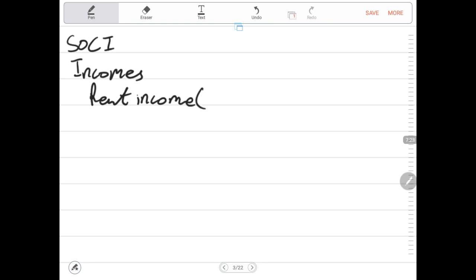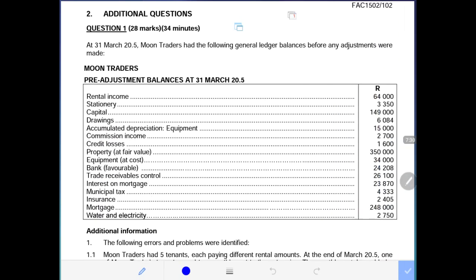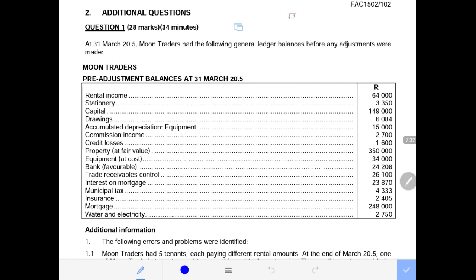Under rent income, and I always say open brackets, guys, we are still doing the skeleton. Rent income is 64,000. And I want to highlight also in this trial balance that we only have one column, and you must know, guys, where the account gets to be recorded. In this case, we know that incomes increase on the credit side. And when it is a one column trial balance, it can be tricky sometimes.